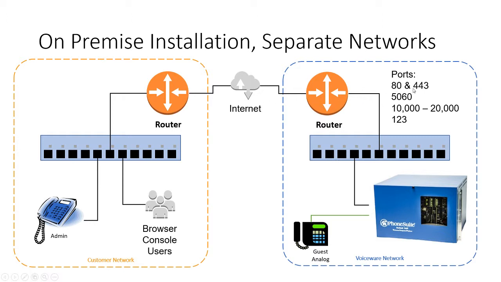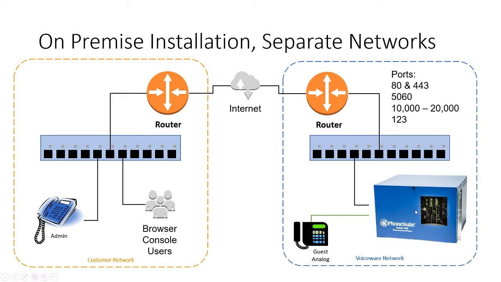So as you saw before, we have 80 and 443. This is needed for the browser console access. Recall that this is a separate network, just like you at your office would be a separate network. And so if the browser console users need to access the browser console, they'll need ports 80 and 443 open so that that traffic can come through their network, over the internet, down into our network, and be pointed to the correct location.